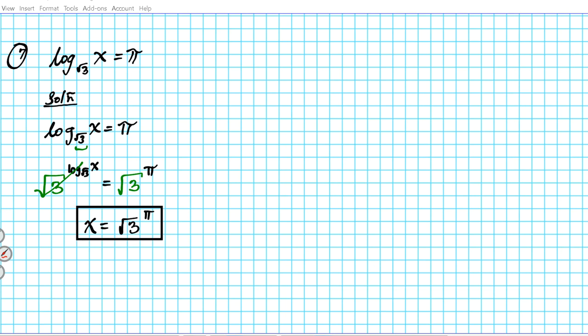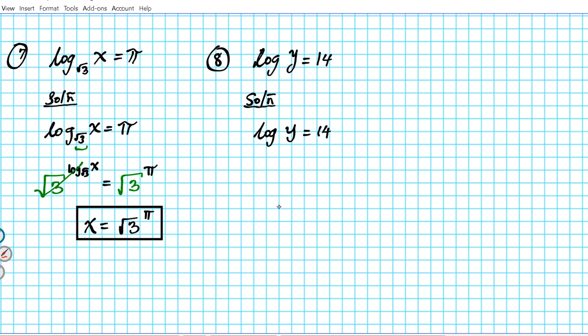Alrighty, let's take a look at question number 8. For question 8, let's say we have log of y equals 14. Let's try this one out. How are we going to rewrite this in the equivalent exponential form? Let's write the problem: log of y equals 14.